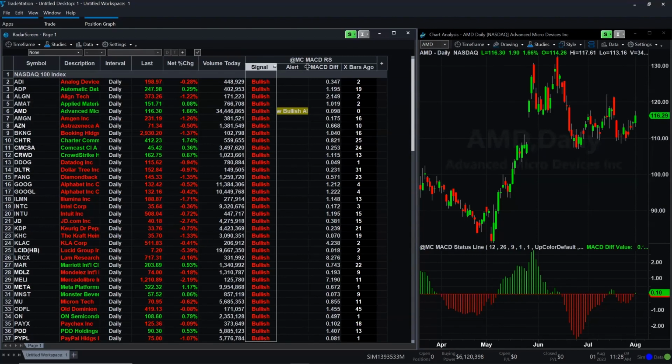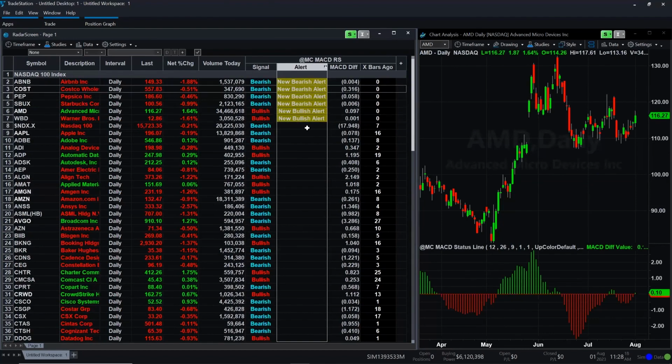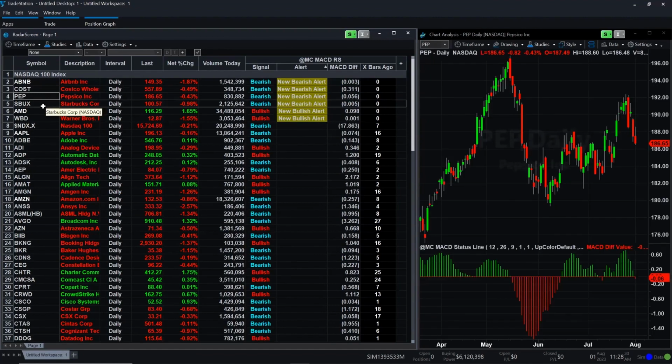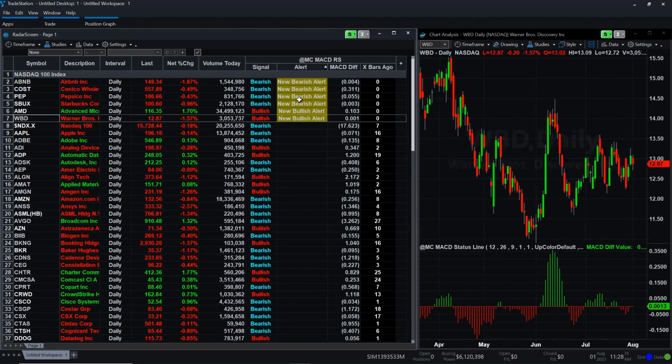But we also have an alert column. Here, the text says new bullish alert. And if I double click on the alert, it'll group all the different symbols that are giving me an alert. We already looked at Airbnb, which is crossing at the moment. But here we see Costco, Pepsi, and Starbucks, AMD, and Warner Bros., which are all giving us a new alert. A few of them, or 4 of them are bearish, 2 of them are bullish.